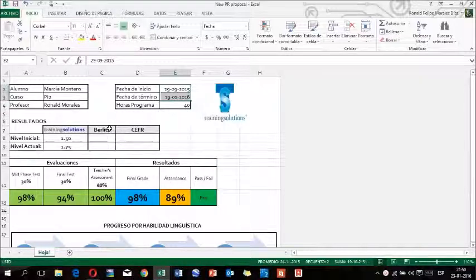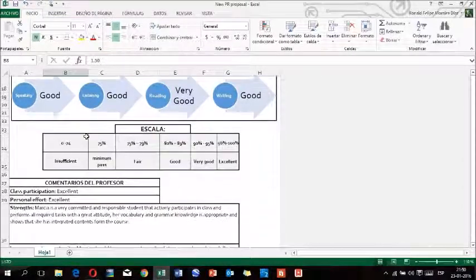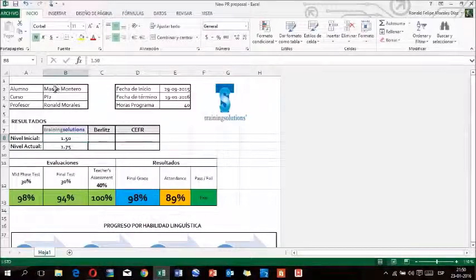And in the case of GENER, this is a document that you have to complete per student, so it's one file per student. I have here a sample of a real report of a recent course. And this is a real student, Marcia Montero from GENER.